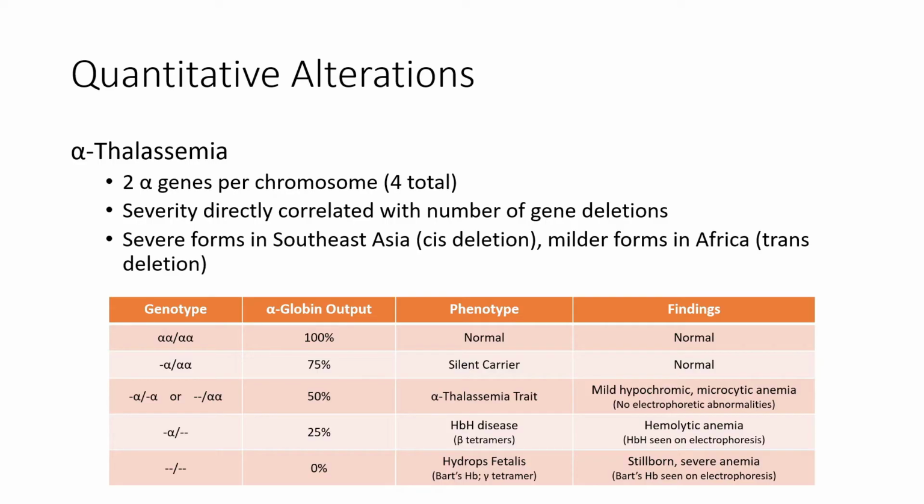When 3 of the 4 alpha genes are deleted, hemoglobin forms beta globin tetramers, and we call this HbH or hemoglobin H disease. This presents with hemolytic anemia. With a loss of all 4 alpha globin genes, the developing fetus has no choice but to make gamma globin tetramers. We call this hemoglobin Bart's, and this is incompatible with life. This results in hydrops fetalis and stillbirths.